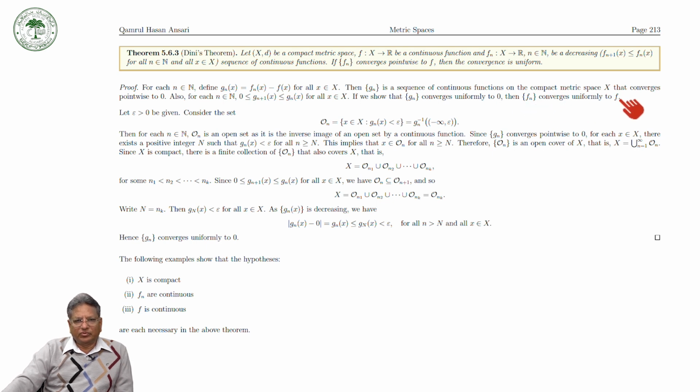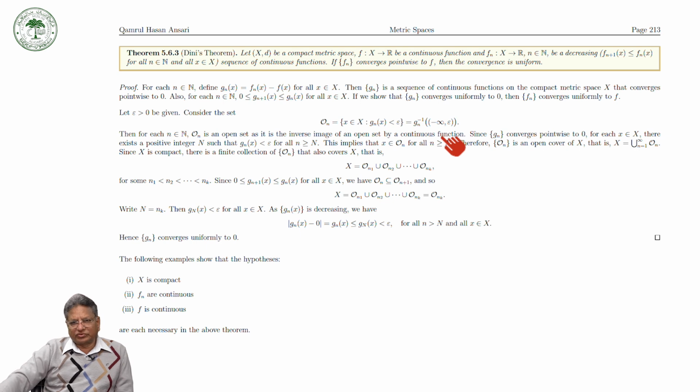So if we show that Gn converges uniformly to 0, then we can say that Fn converges uniformly to F. For that, let epsilon be given and consider the set On, the set of all points x such that Gn(x) is less than epsilon. This is equal to Gn inverse of the open set from minus infinity to epsilon. For each n, On is an open set, because Gn is continuous and this set is open, and the inverse image of an open set is open.